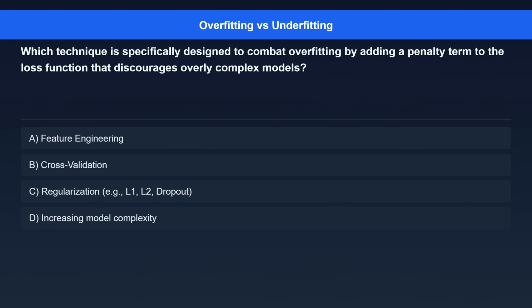Question 3. Which technique is specifically designed to combat overfitting by adding a penalty term to the loss function that discourages overly complex models? Option A. Feature engineering. Option B. Cross-validation. Option C. Regularization, e.g. L1, L2, dropout. Option D. Increasing model complexity.